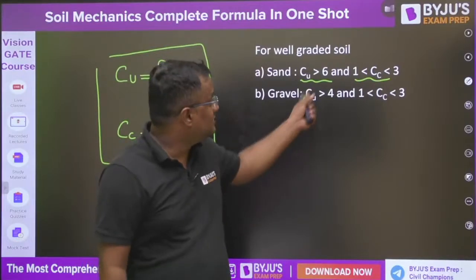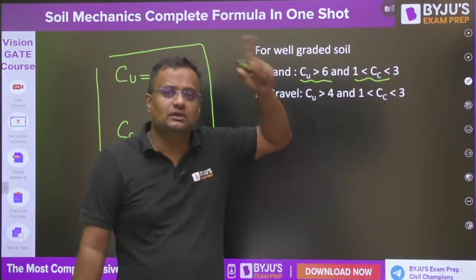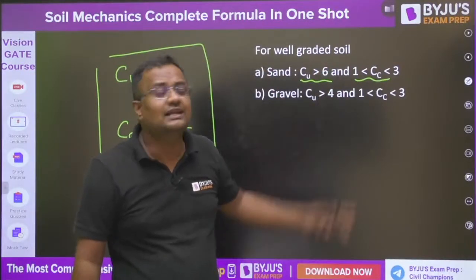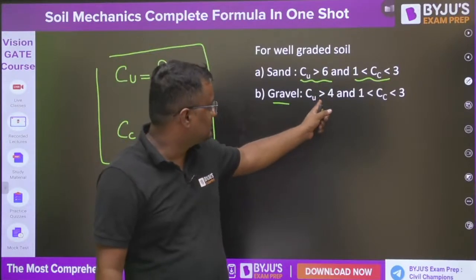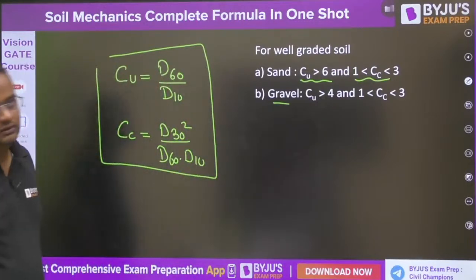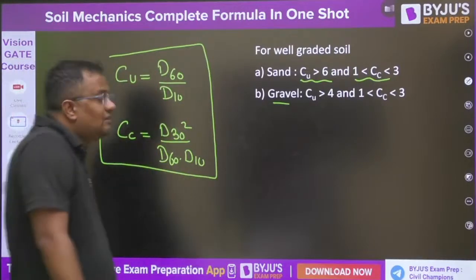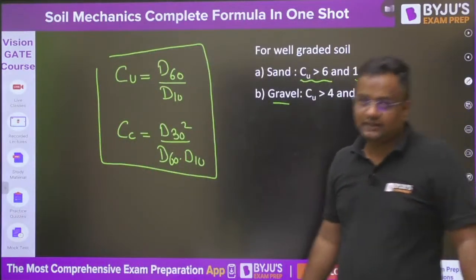Okay. And means both have to happen. If both happen, then well graded. If even one is not satisfied or both are not satisfied, then it will be poorly graded. Okay. Then it will not be well graded. So similarly for gravel, if CU is this and CC both are happening, then it is well graded. Otherwise, if even one of them is not fulfilling the criteria, then it is not well graded.